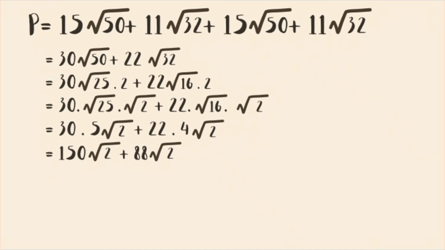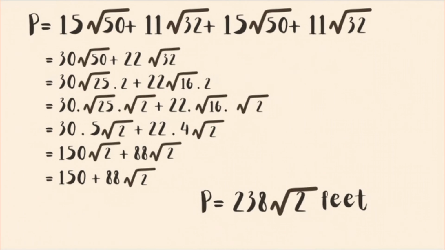Then multiply the terms, and now we have 150 square root of 2 plus 88 square root of 2, wherein they are now like radicals. So just simply add 150 plus 88 and copy the given radicand and index. And now, our final answer is 238 square root of 2 feet.